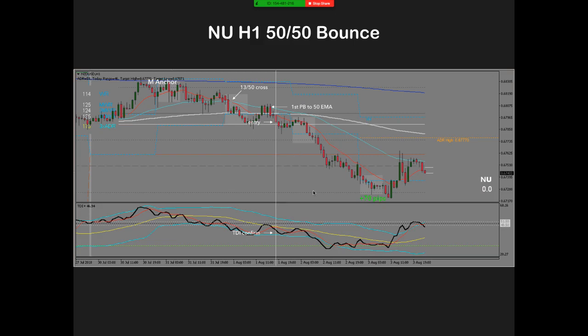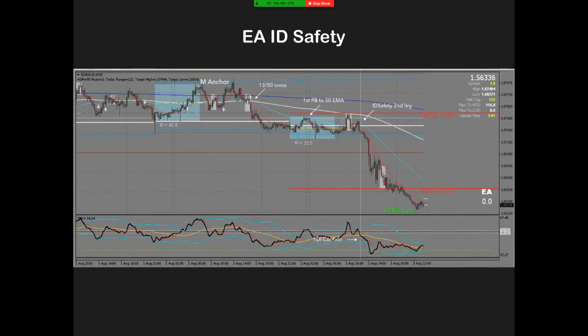Okay, next, let's see. So we have EA ID safety on this. This EA setup gave us a whole bunch of different setups. This was just a great pair that set up on Thursday and Friday. You can see our M anchor here. This was the trade that we called in the setups group on Thursday, that gave us our M anchor to set up this ID safety. So this was the 1350 cross up here.